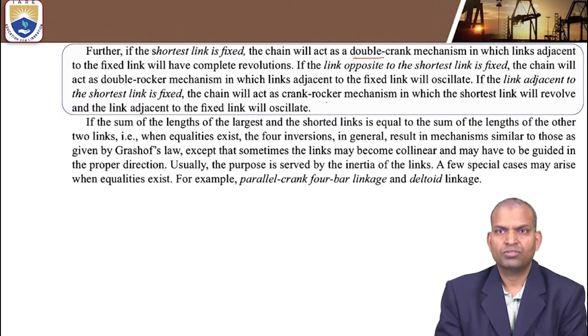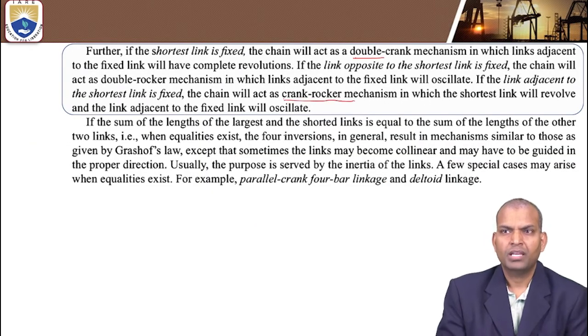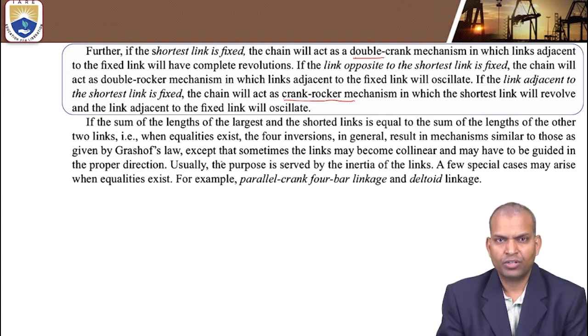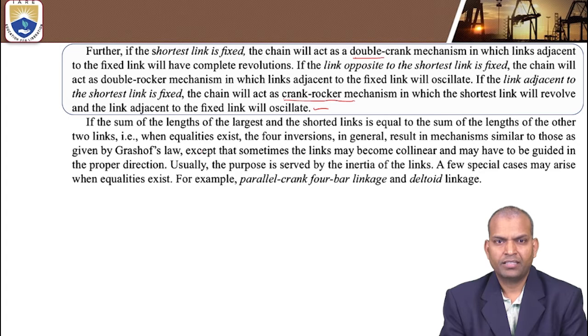As you see, that is known as the crank rocker mechanism, in which the shortest link will make a full revolution, and the link adjacent to the fixed link will oscillate. So that's why 4 names were given based on the motion. Now, very important: some books mention it in a different manner, but these are the important conversions of the 4-bar linkage.